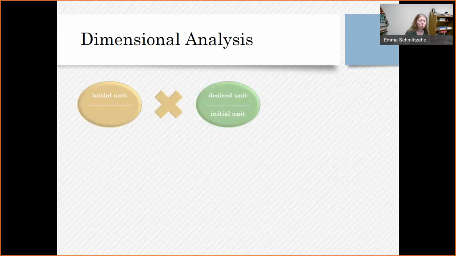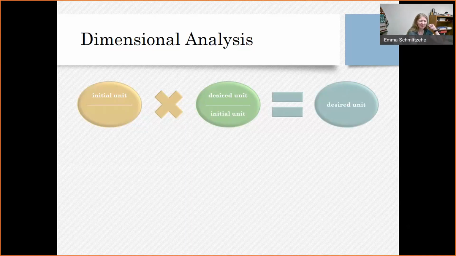So my initial unit, the unit that I want to get rid of is on the top, okay, or a standalone unit. Then I'm going to put that same unit on the bottom. I'm going to put it opposite so it cancels, okay? So when I multiply that fraction, the initial unit's going to cancel and it's going to give me that desired unit. Okay, so I set up dimensional analysis to cancel my units, to get rid of the things I don't want and give me the things I do.